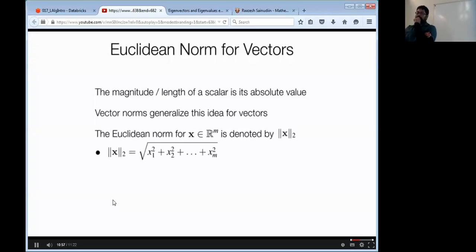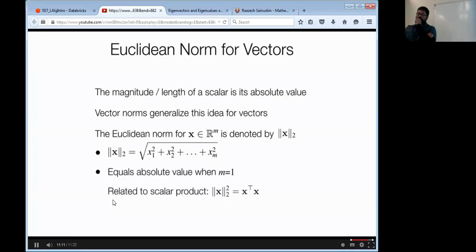And the Euclidean norm can be defined as taking each component of the vector, squaring it, taking the sum of these squares, and taking the square root. And when n equals 1, or when we have a one-dimensional vector, the Euclidean norm equals the absolute value. Moreover, the Euclidean norm is related to the scalar product, in that the scalar product of a vector times itself equals the square of the Euclidean norm.